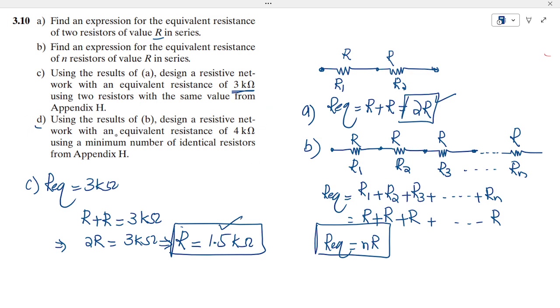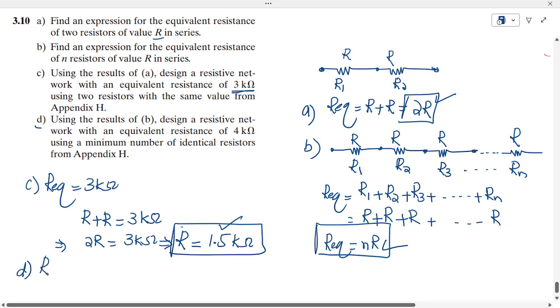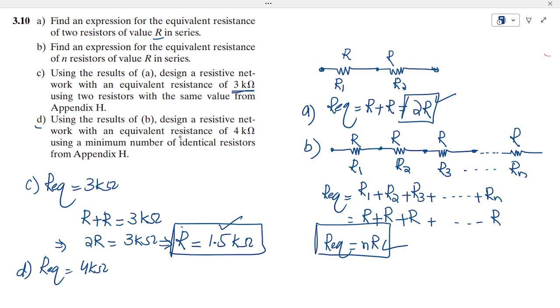In part D, using the results of B, design a resistive network with an equivalent resistance of 4 kilo ohm using a minimum number of identical resistors. Okay, so here this is part D, the equivalent resistance is given, that is 4 kilo ohm. So on the basis of it, we have to design a network with an equivalent resistance of 4K with the minimum number of identical resistors. Okay, so what will be the value of n?